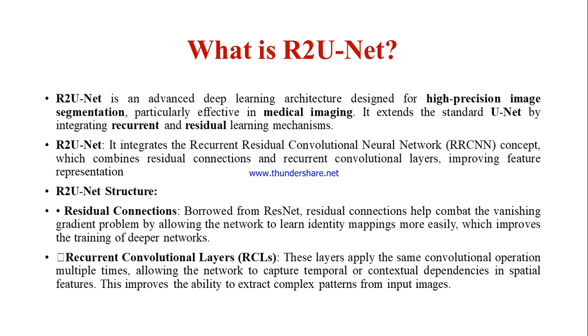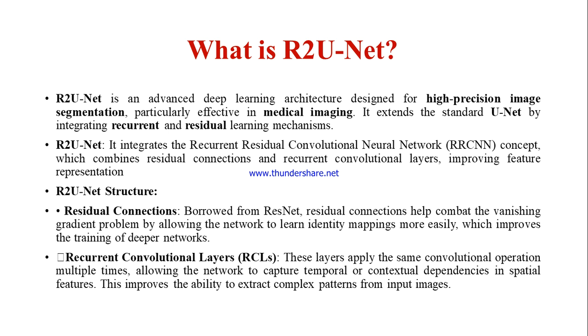R2U-Net is a well-known, familiar architecture designed for highly accurate image segmentation, particularly useful for medical imaging. Moreover, it is an extended version of U-Net that incorporates recurrent and residual learning mechanisms. The main idea of R2U-Net is that it integrates the recurrent residual convolutional neural network concept, which consists of residual connections as well as recurrent convolutional layers. These are helpful to improve the feature representations.